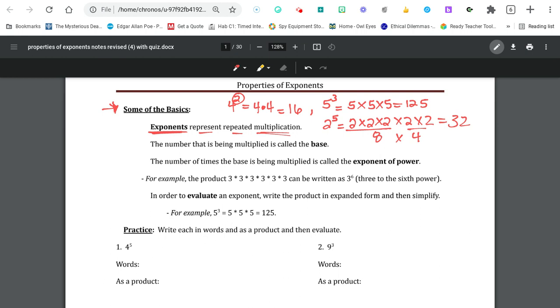The number that is being multiplied is called your base. So when you had those squares and cubes, this number 4 is called a base. That's the number we're multiplying. Or 5 is called my base because it's the actual number we're multiplying. Here 2 is called my base because it's the actual number we're multiplying. So the number that is being multiplied is called your base. Now, the number of times the base is being multiplied is called the exponent.